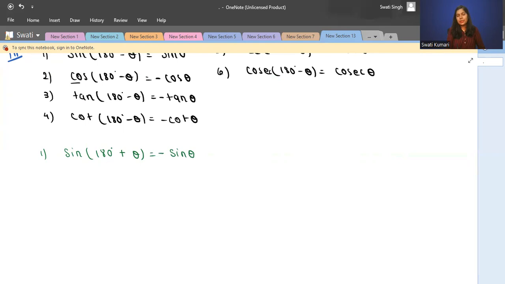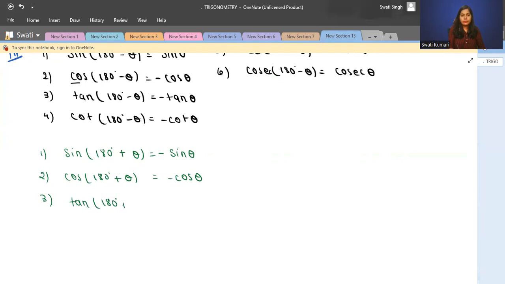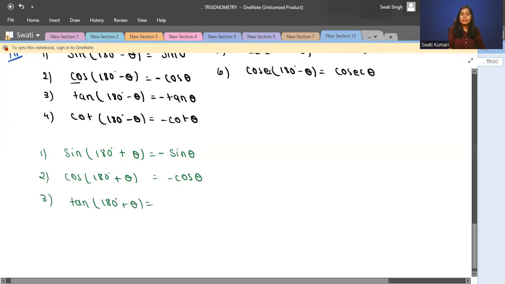I'm going to use the same method and I'm going to write down the next formula. So cos of 180 degrees plus theta is going to be minus cos theta. Next, tan of 180 degrees plus theta, which is going to be tan theta only. Why? Because we have tan here, right?